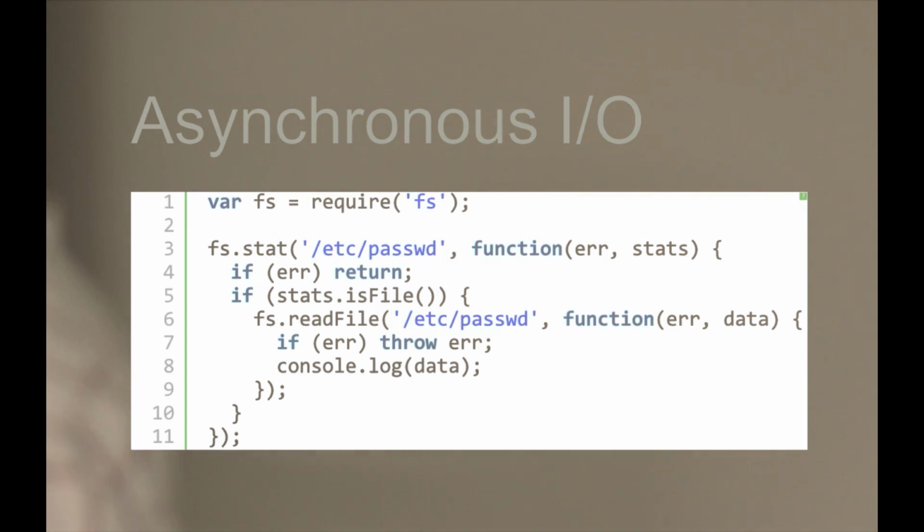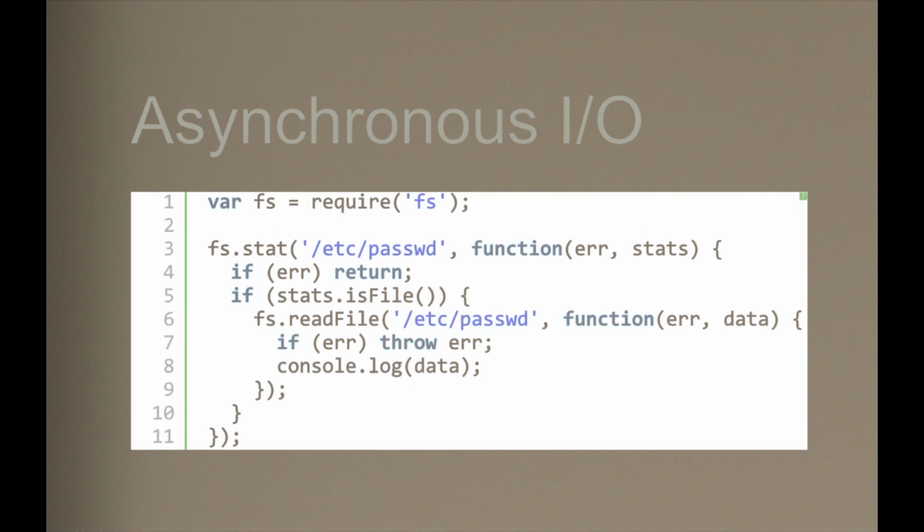So the first thing you do is this stat function, which is basically just checking to see if a file exists. But you can't find out right away. You have to pass it a function so that you can find out later if it exists. And then when that function eventually fires, you have to check if there's an error and return.